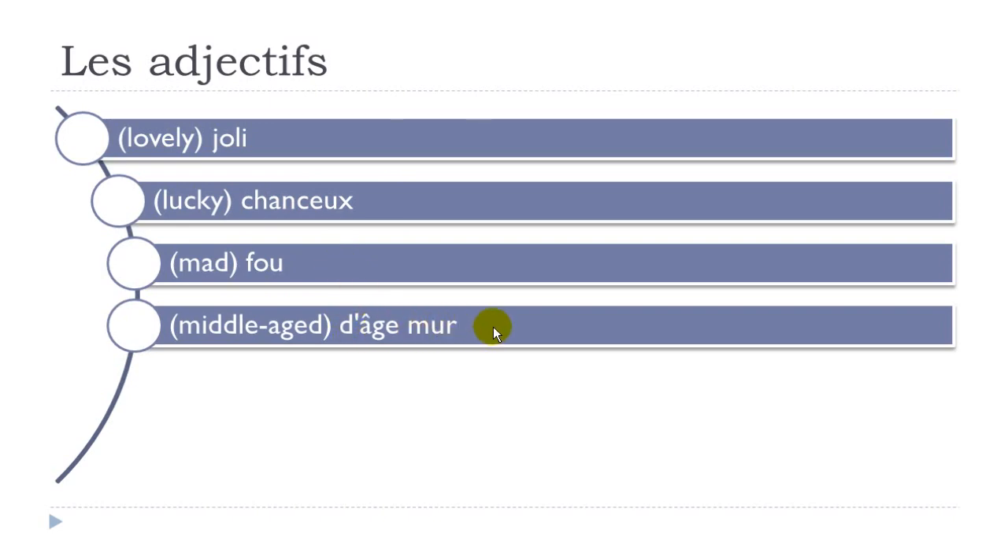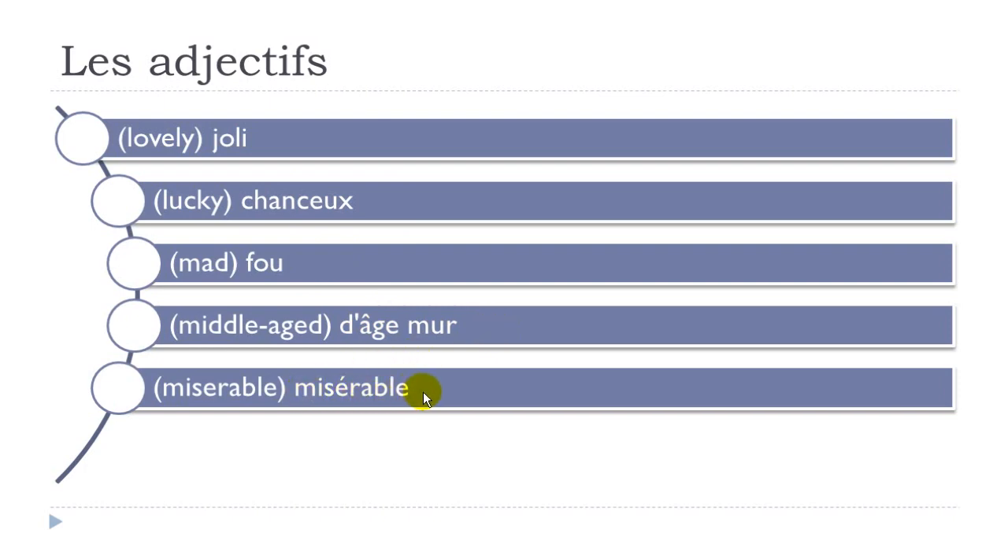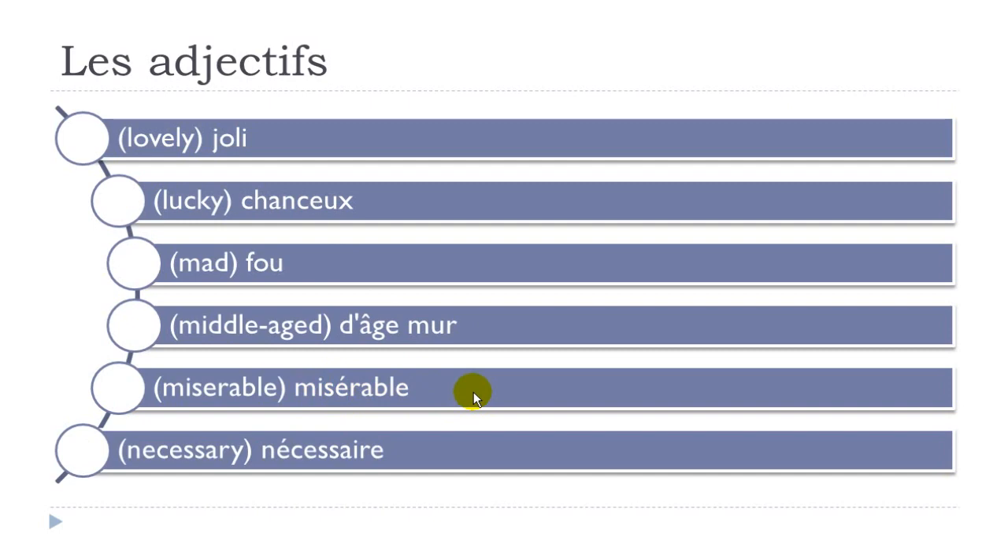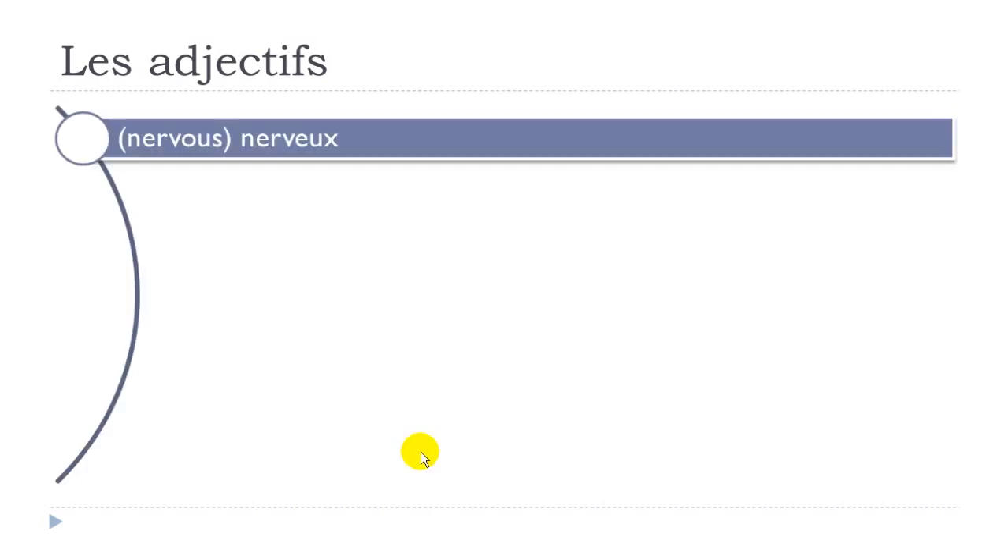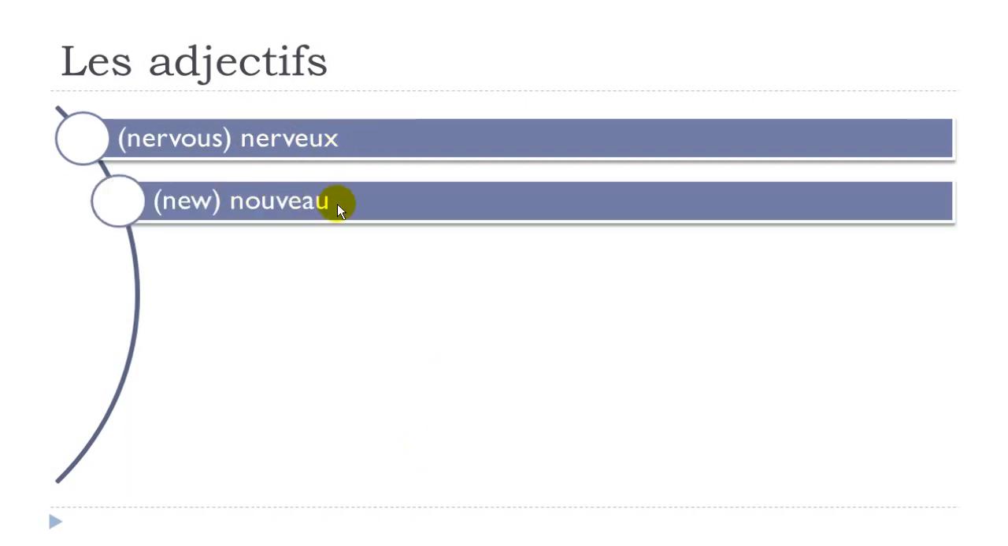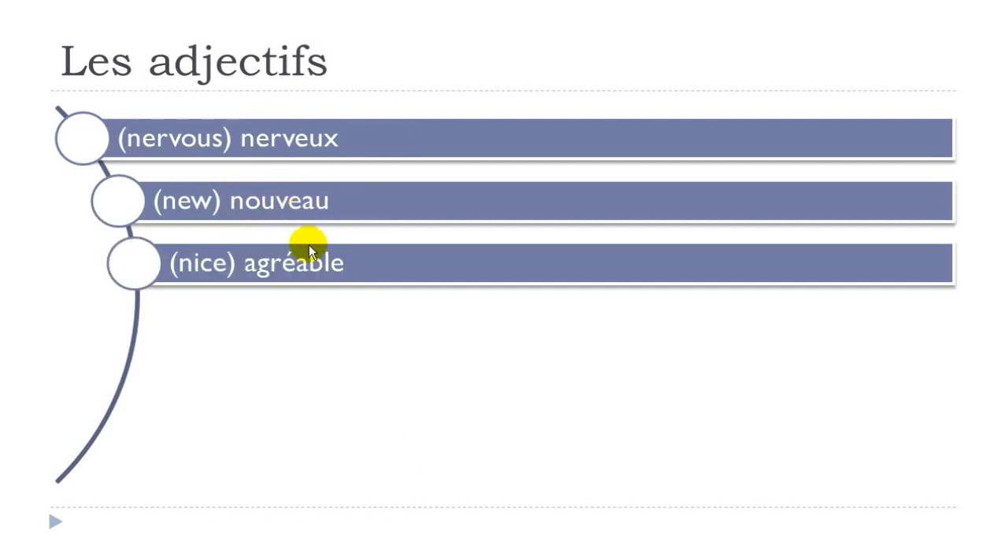D'âge mûr. Misérable. Okay, don't insist on the final here. You get this bl sound at the end. Okay, misé, et because you've got this accent aigu, rable, misérable. Nécessaire. Don't insist on the final. Nerveux. Final X not pronounced. Nouveau. Remember, combination of E, A, and U together, it's O. So you get nouveau. Okay? Agréable. Don't insist on the final E. Bl. Agréable.